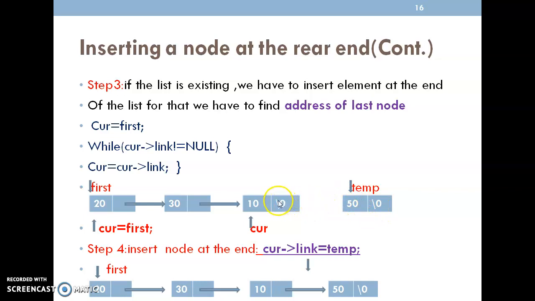So this null value should be removed. In this place, I have to provide the link to the temp. So step 4, insert node at the end: current pointer link equal to temp. So the new link is established, and at the end, we have to return the first variable, because even though the temp is at the last node added, the first remains the same.